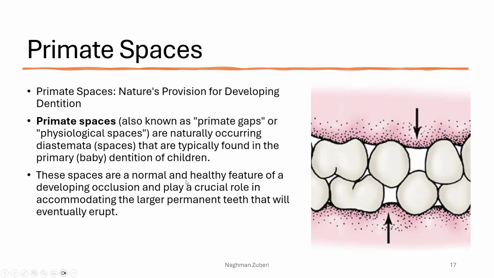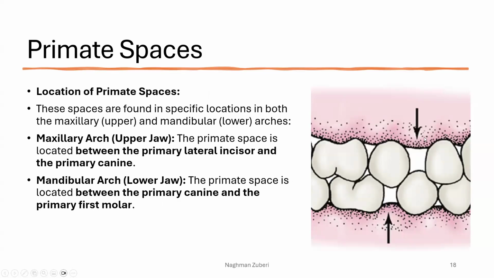These spaces are a normal and healthy feature of a developing occlusion, and they play a crucial role in accommodating the larger permanent teeth that will eventually erupt. Where they are located: these spaces are found in specific locations in both the maxillary and mandibular arches. Maxillary arch, the primate spaces, remember their positioning, are located between the primary lateral incisor and the primary canine in the maxilla, and distal to the primary canine and mesial to the first deciduous molar in the mandible.